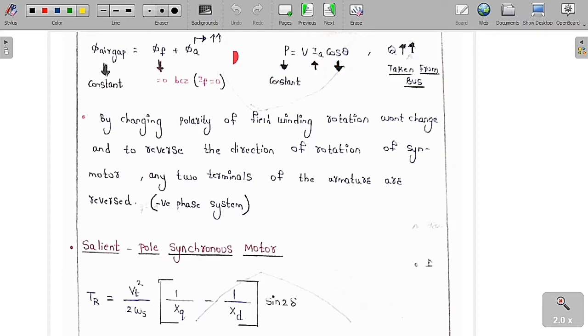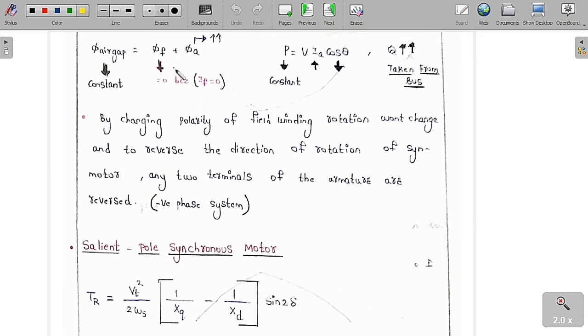If Ia increases, then phi A will also increase. Phi A increases means it is going to generate reactive power. So we need phi A to keep the air gap flux constant. Therefore, we are accepting phi A from external. Therefore, Q increases means it is taken from the bus. This is a very important point.